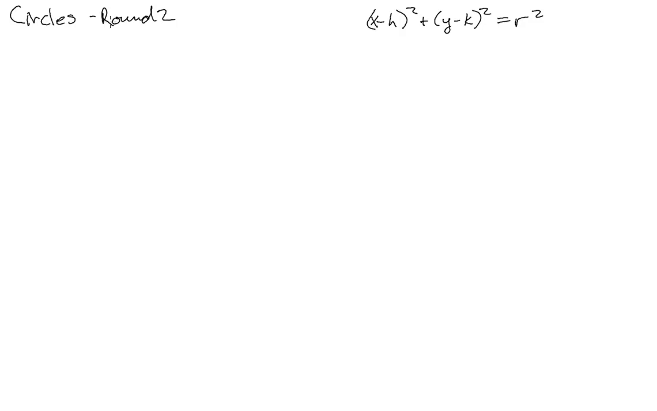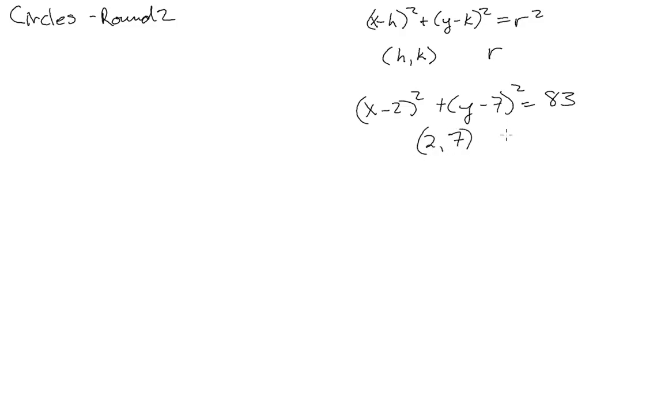Let's look back at the original equation of circles, (x - h)² + (y - k)² = r². This is the standard form and gives us the center (h, k) and radius r. That's really nice. If we had something like (x - 2)² + (y - 7)² = say, 83, then we get the center is at (2, 7), and the radius is going to be the square root of 83. That's nice when it's in the standard form.